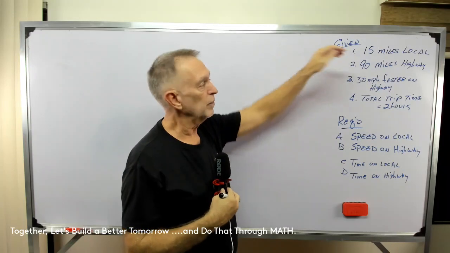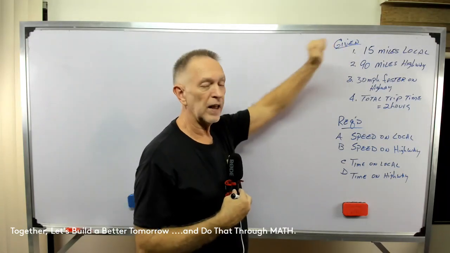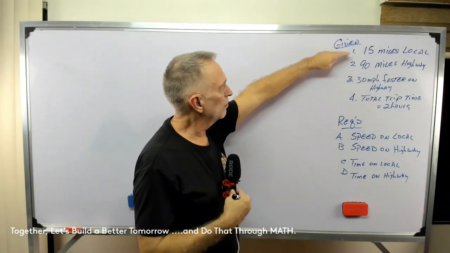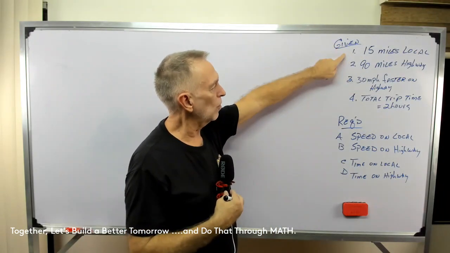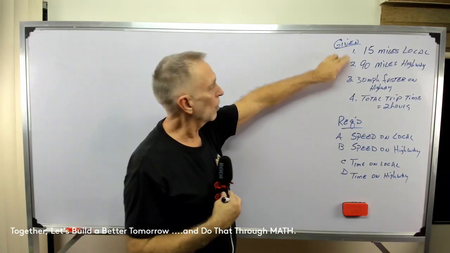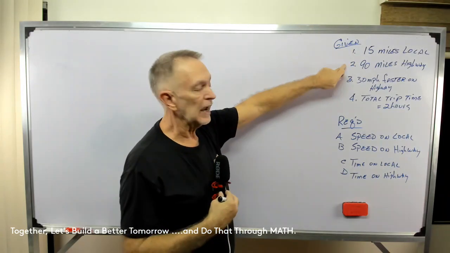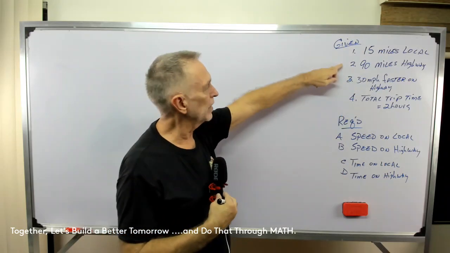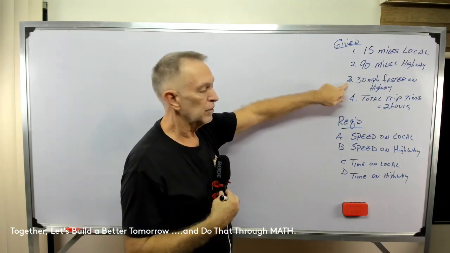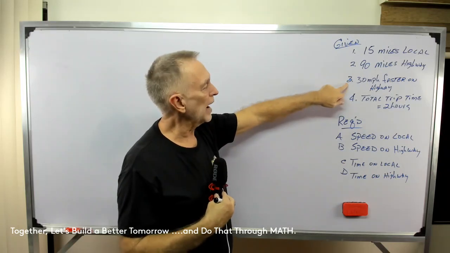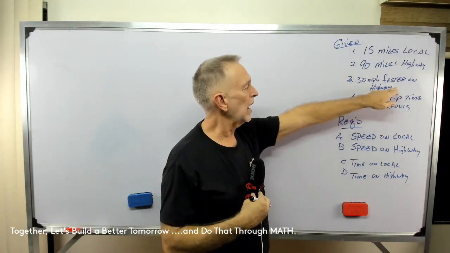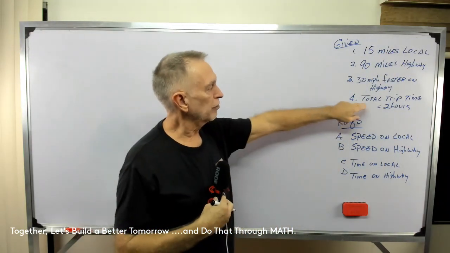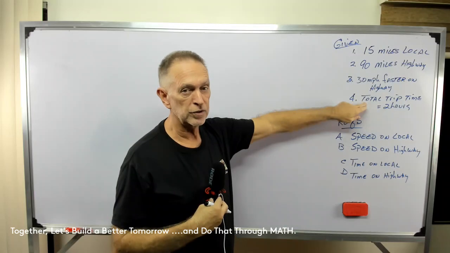Okay, so what's given, you can see here that the person drove 15 miles on a local road. Now we're making the assumption you know when that person got on that road. They drove 15 miles on the local road, 90 miles on the highway. So now it's a nice road. So they drove 90 miles on it. They were driving 30 miles per hour faster on the highway than they were on the local road. Total trip time was 2 hours.